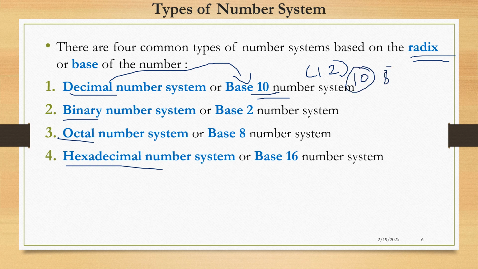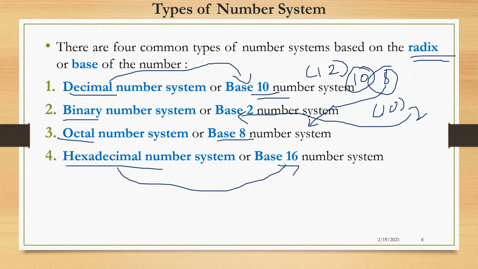If we represent the base as 8, then it is the octal number system. If we represent a number using 1, 0 and we mention 2 here, then the number system is binary. In a hexadecimal number, the base is 16. Remember, decimal means 10, so the base is 10. Binary means 0 or 1, that means 2, so the base is 2. Octal, oct means 8, so the base is 8. Hexa means 16, so the base is 16.